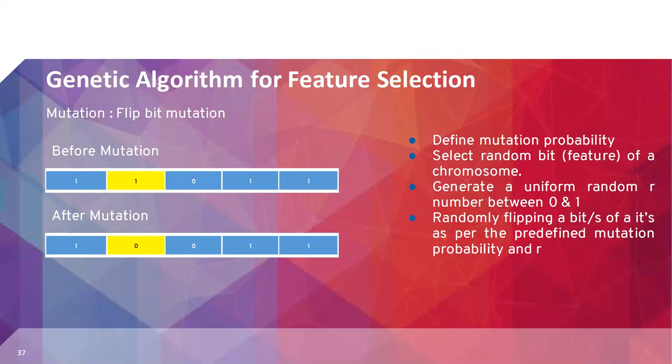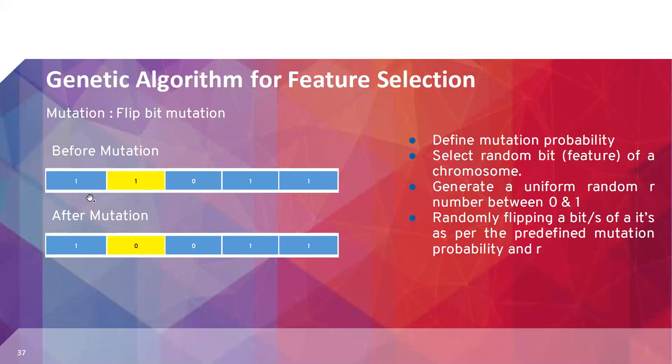After that, we have several mutation methodologies. The flip bit mutation is, in a given population member, every bit is selected with a particular probability, and the mutation probability is very small. If a bit is selected, and it has value 1, it is converted to 0. If it has value 0, it is converted to 1. In this way, for attribute selection, after mutation, this attribute is deselected.